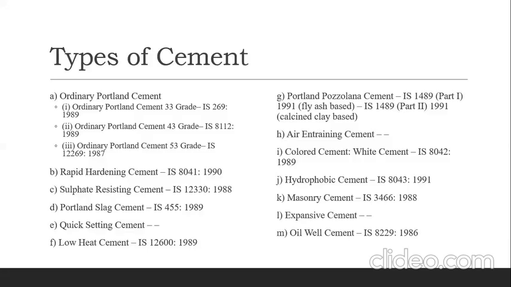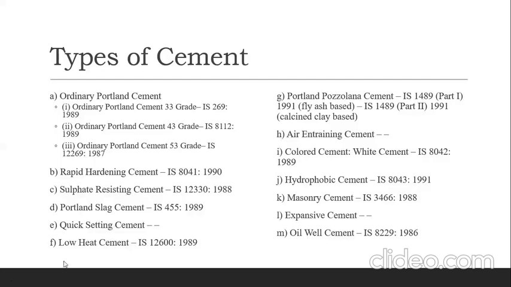This ordinary Portland cement is nothing but the purest form of cement where you do not have any type of impurities. So in the ordinary Portland cement, we have three grades, 33, 43 as well as 53. This 33, 43 and 53 represents the strength after 28 days of curing.